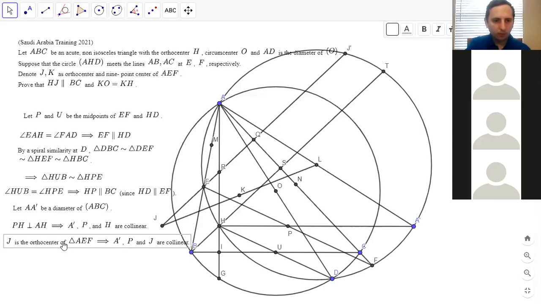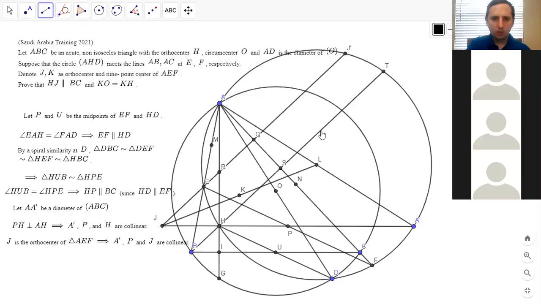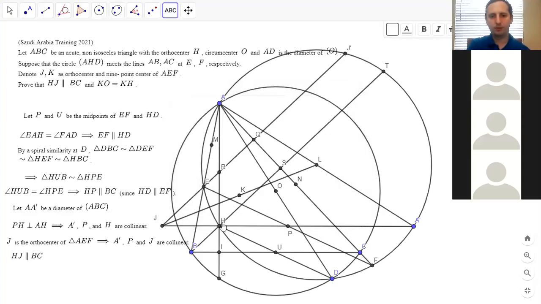And then once we know that, it's pretty obvious that HJ is parallel to BC. I'll say it's well known that U is the midpoint of BC, because I did use that fact. I actually defined U to be the midpoint of HD, but then I use the fact that U is the midpoint of BC.